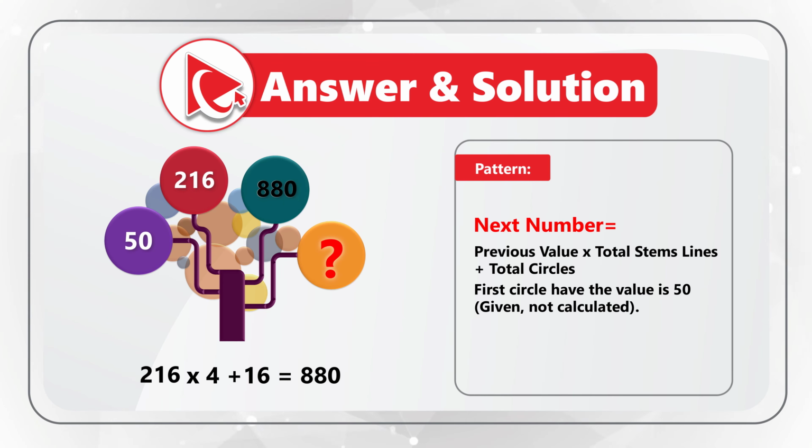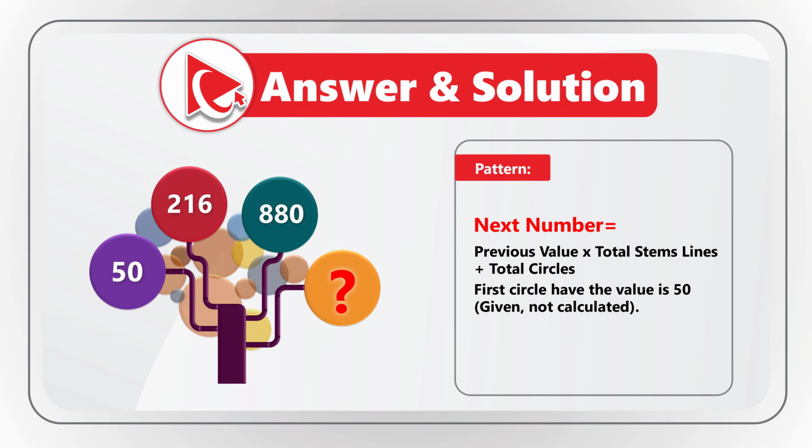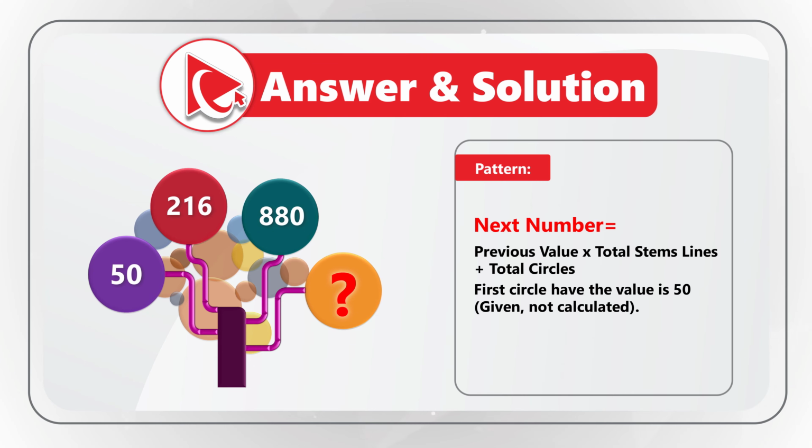Now you might be wondering what is 4 and where it came from and what is 16. The 4 is the number of stem lines in this structure. Let's count them. 1, 2, 3, and 4. And 16 is the total number of circles.